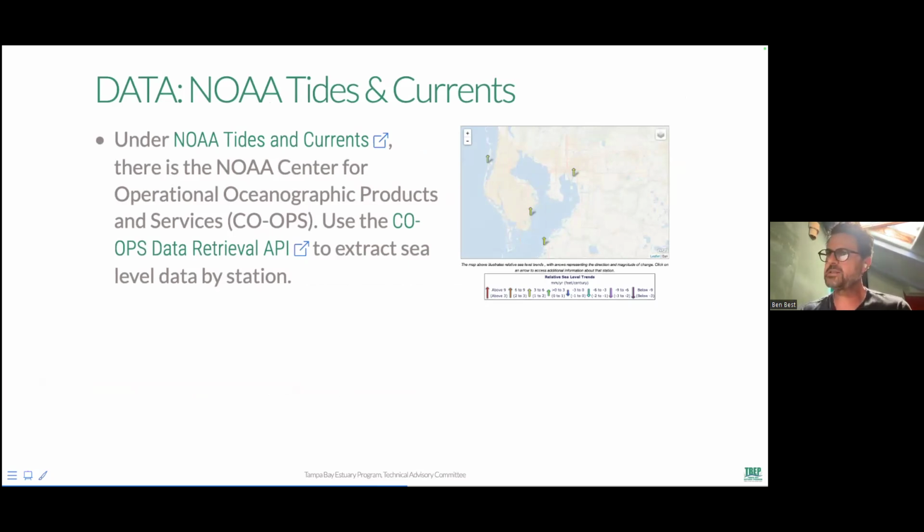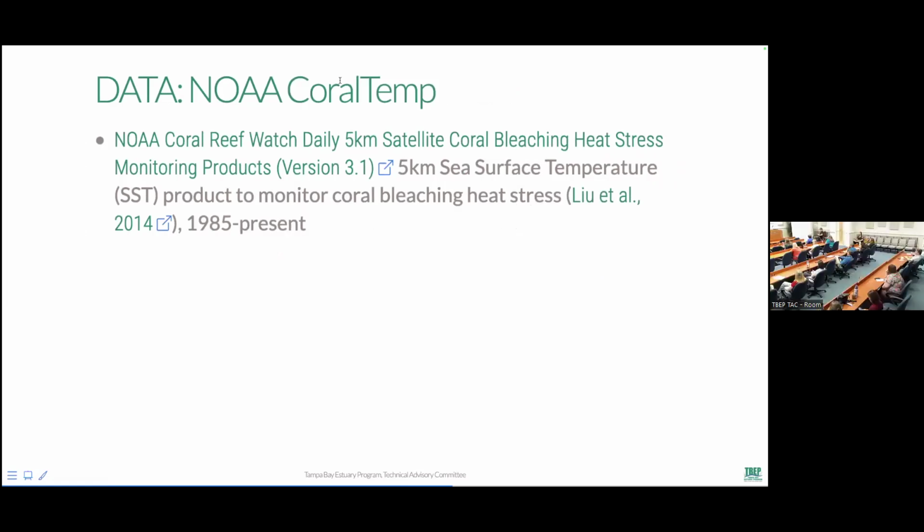NOAA Tides and Currents has this operational oceanographic products site where there's this API endpoint to extract the sea level data for the entire station history, and that's kept up to date. Here's a screenshot from their website of the data that gets pulled in, and that's the sea level tab, unsurprisingly. And then this last data set is for the NOAA coral temperature.